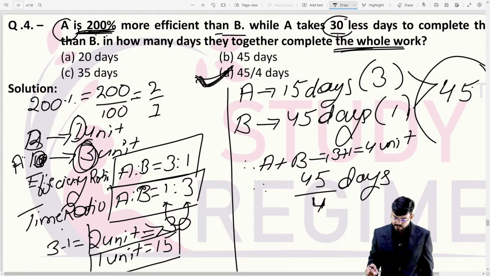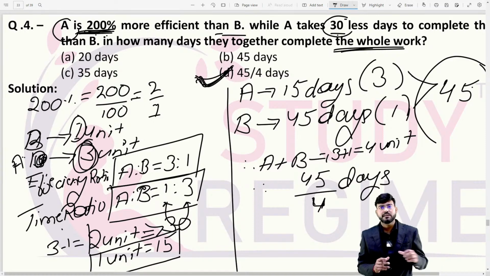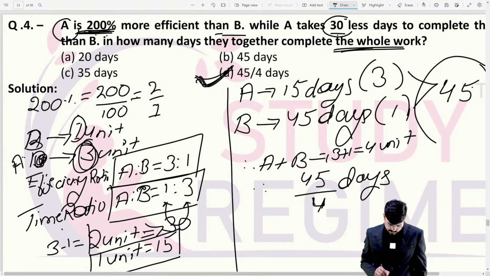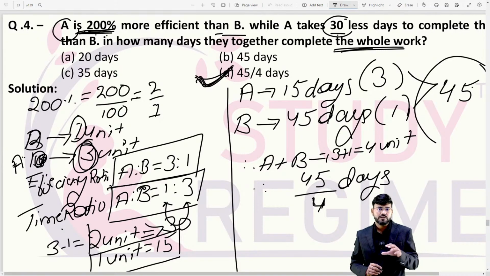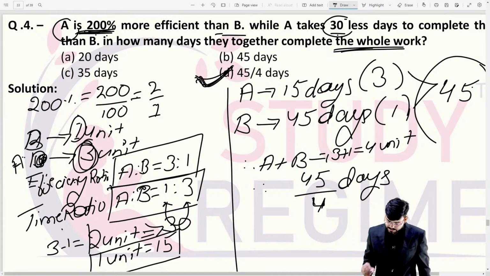After transforming, we have taken the difference of 1 and 3, that is 2 units. So 2 units of work is representing how many days? 30 days. So 1 unit will represent 15 days. So A can complete the work in 15 days and B can complete the same work in 45 days. To calculate the total work, we have taken the LCM of 15 and 45, which is 45. So A is doing 3 units of work in a day and B is doing 1 unit of work in a day. If both are working together, the total amount of work done is 3 plus 1, that is 4 units of work. So in how many days will the whole work be completed? It is 45 by 4 days.